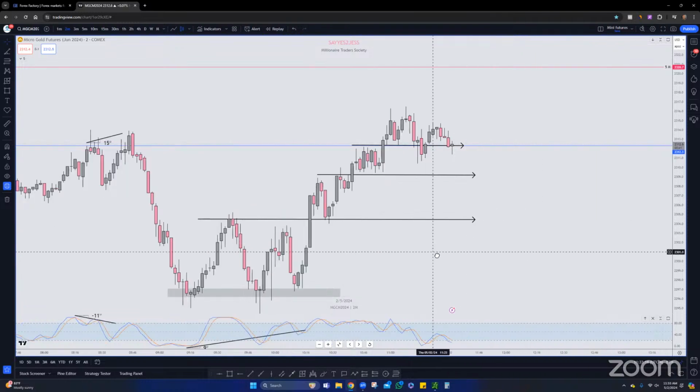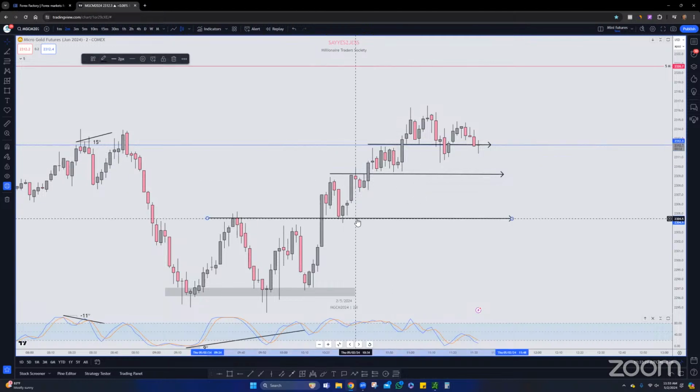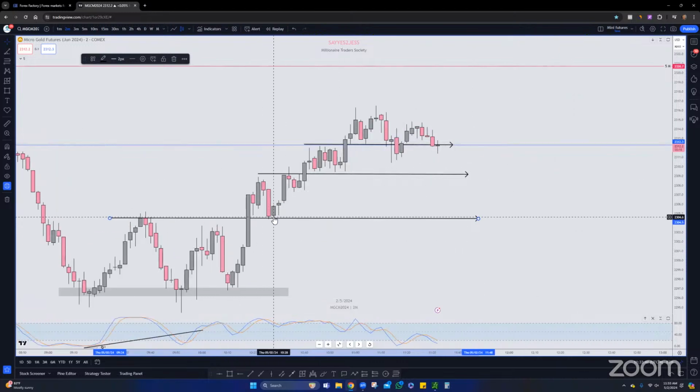With market structure, what you're essentially looking for is the market to create new highs and new lows. Ideally you want to be on the time frame where you enter your trades. For your bullish momentum, you want to identify the highs, draw an arrow and drag it over to the right, and you want to see price respect it.